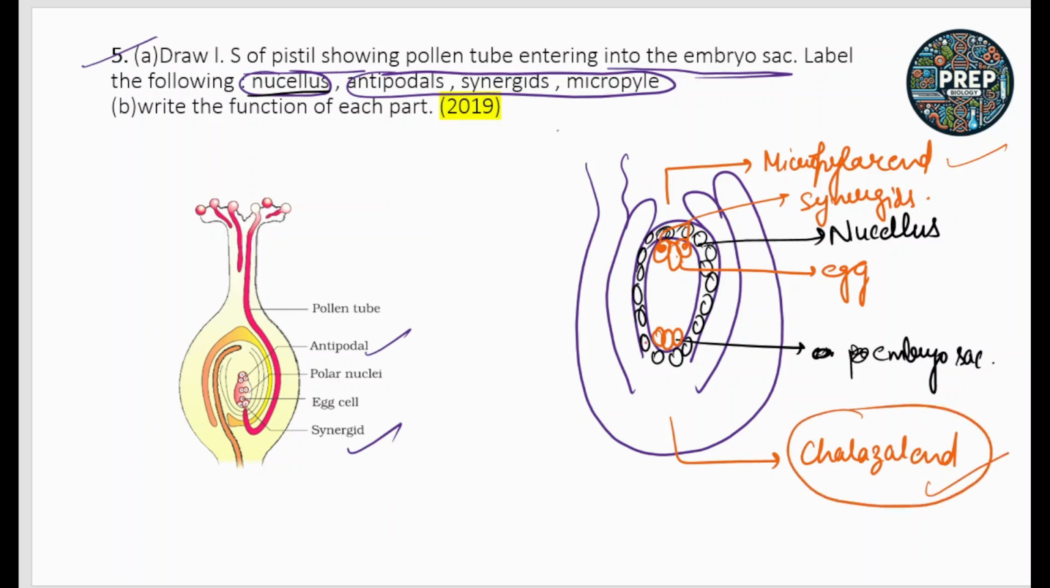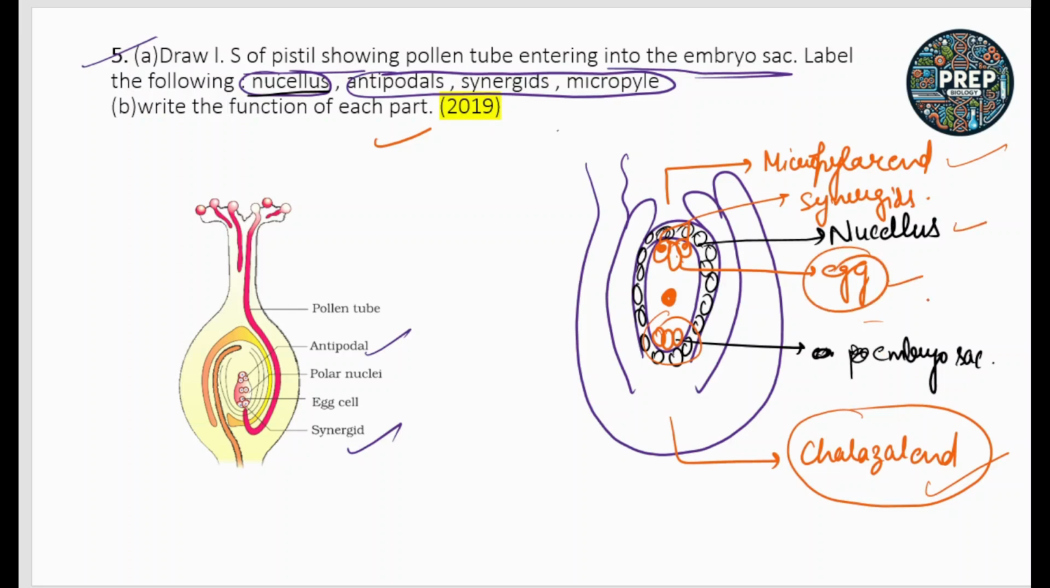At the chalazal end, the antipodal cells are present. At the micropylar end, the synergids and the egg cell are present. That is called the egg apparatus. Okay, and in the middle of it, we have the polar nuclei. So you all have to know where these different structures are present, and the function of each and every structure is also very, very important. Okay, so the egg cell is important for double fertilization.